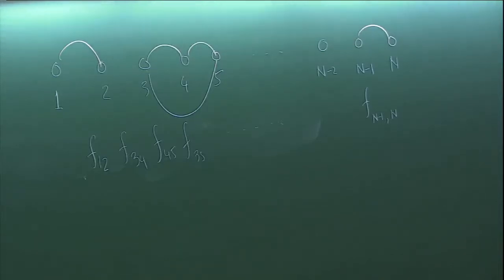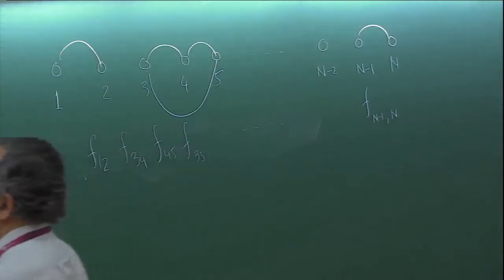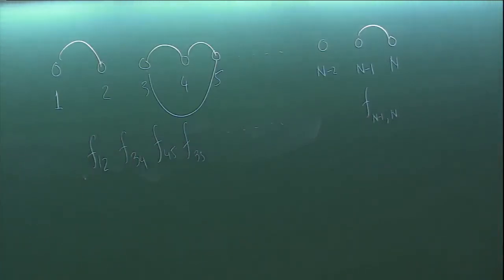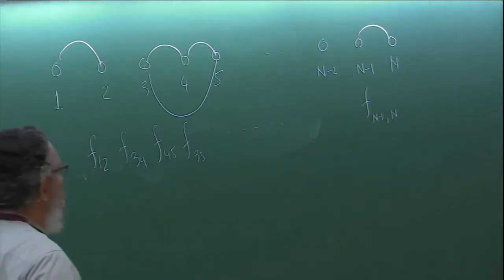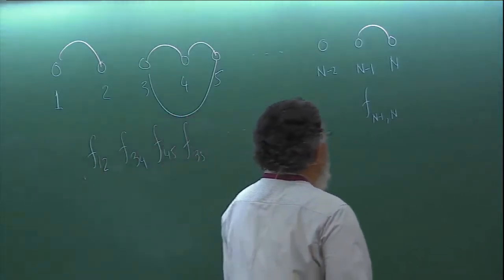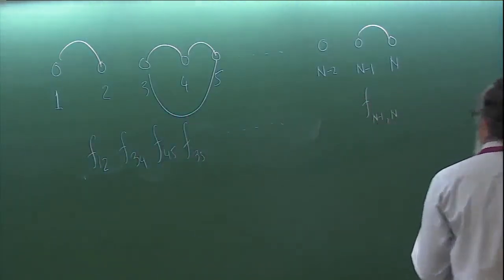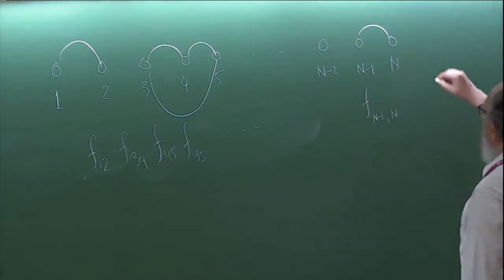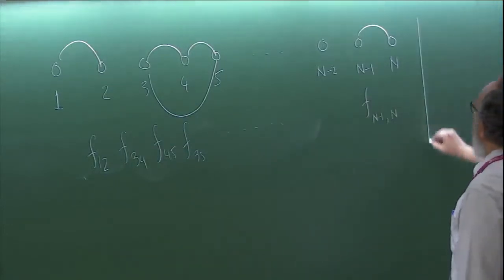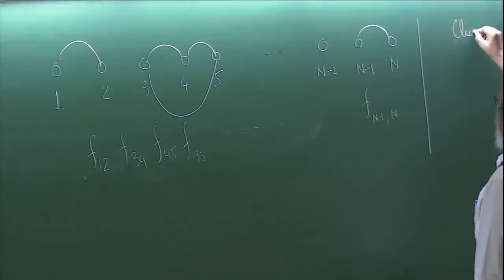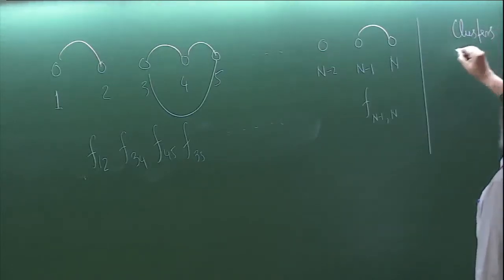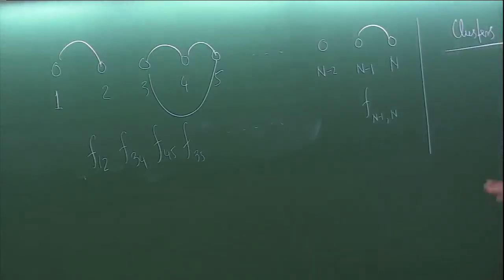So first we try to understand what you would get when you try to do this integral. And that's fairly simple. To do that, what one has to realize is that a particular diagram can be broken up into what is known as clusters. And that is quite obvious.